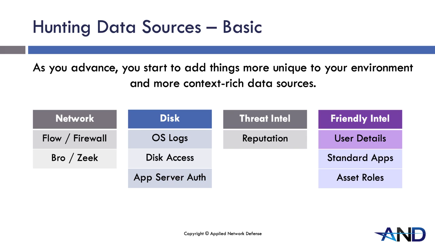Now, I don't have anything new to add to the threat intel section at the basic level, but at the friendly intel level, you do notice I've added, in this case, asset roles. We had user details and standard apps, now concerned with asset roles. So I basically want to be able to interrogate and say, okay, I have an IP address or a host name from a system on my network, and I want to know what its job is here. What would you say it is you do here? Is it a workstation or is it a server? That's probably the basic thing I want to know. Workstation, server, networking hardware, printer, something like that.